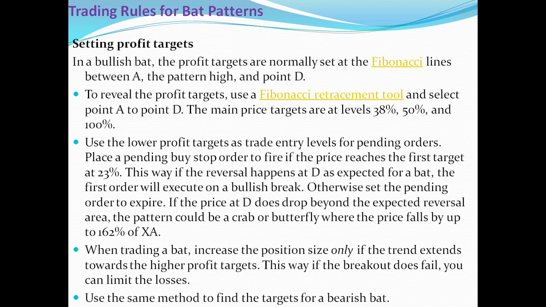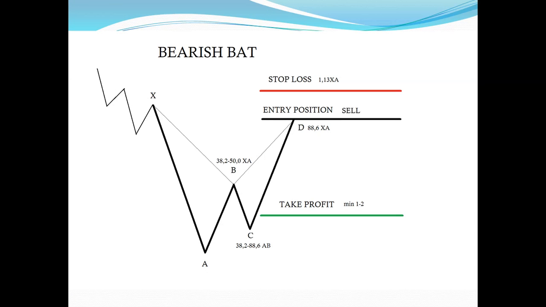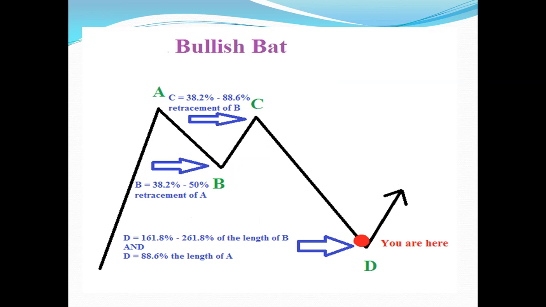Use the same method to find the bearish bet. You see, this is a bearish bet pattern. It is a kind of W, and this shows how much profit you have to take. Then you see this is a bullish bet that has been shown. So you have to remember the configuration, and it should match on an approximation basis.